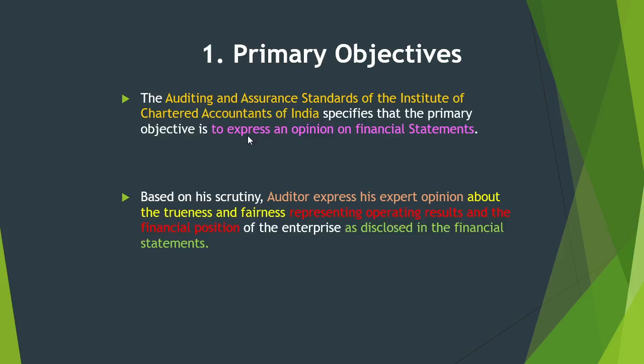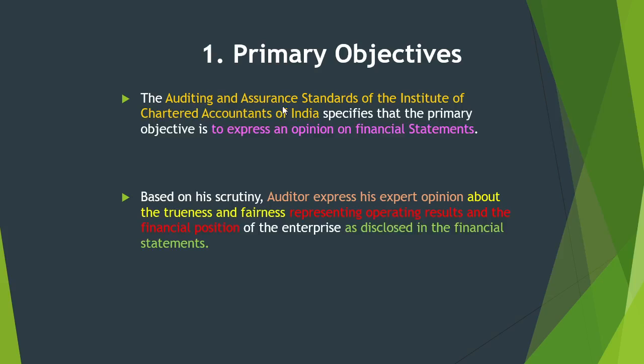The primary objective is to express an opinion on financial statements. To express an opinion on financial statements is the basic objective of auditing. Based on his scrutiny or verification of books of account, the auditor expresses his expert opinion about the trueness and fairness of the operating results and the financial position of the enterprise as disclosed in the financial statements.